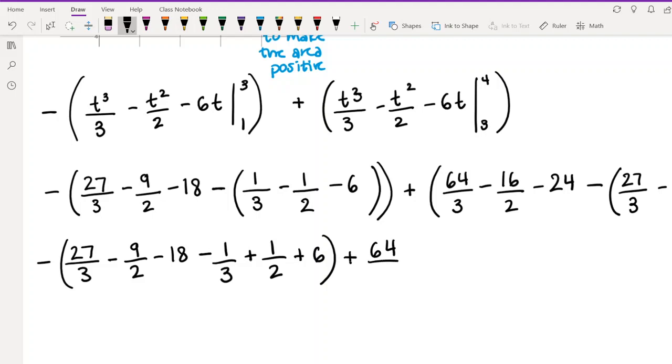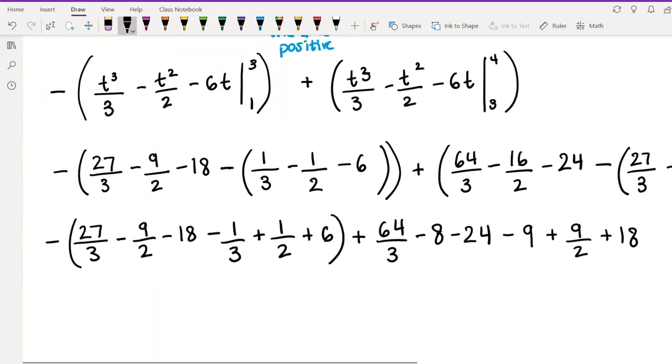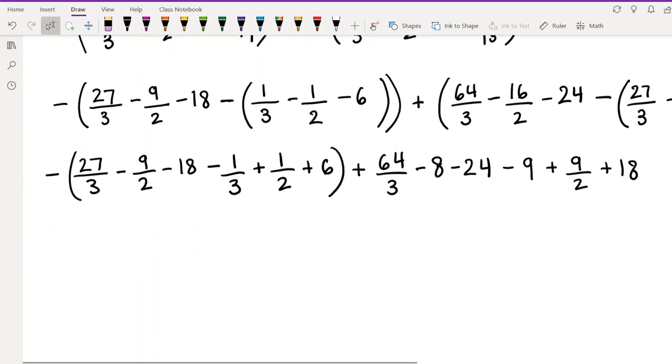And then over here we have 64 over 3. We have minus 8, minus 24. And then if we distribute this negative sign in, we get minus 27 over 3 is 9. 9 over 2 is going to become positive. And then we have plus 18. Okay, so still have to clean this up a little bit. And actually here, let me simplify that. That was 27 over 3. Let's make that a 9.